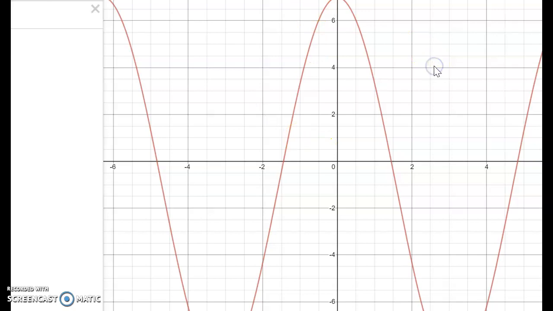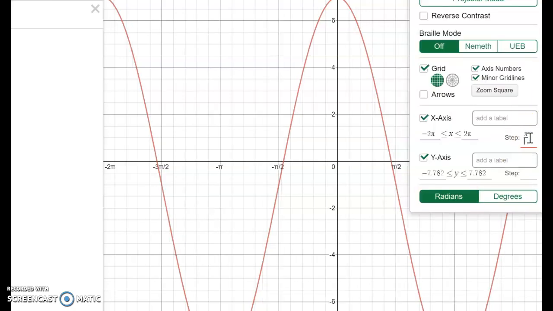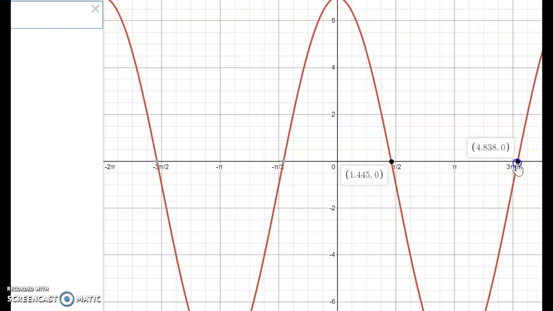Now, there is no phase shift, so the one period of this particular graph still starts at 0. The other one still ends at 2 pi. I really need to change this to pi over 2. Okay, better. So if I look for x-intercepts within that domain, within that one period, there's actually 2. There's 1 here and there's 1 here.